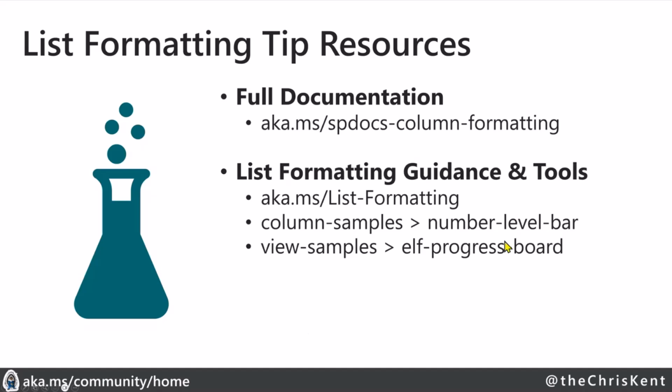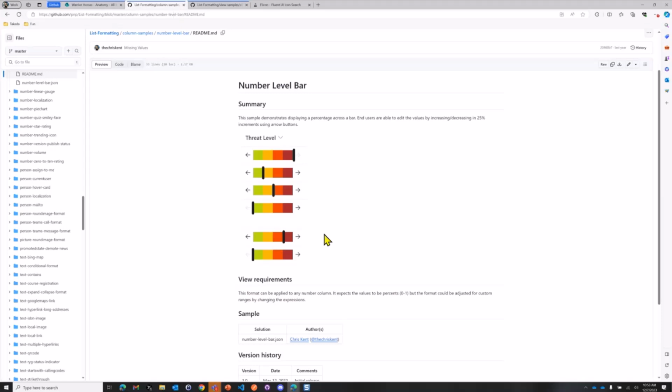So again, if you take a look at some of these, let's go back over here real quick. This was that number level bar, right? This shows a threat level, but you can imagine you may have just a quick number or status you want to change, right? And you're showing it on a gauge, so that's a great way to do that.